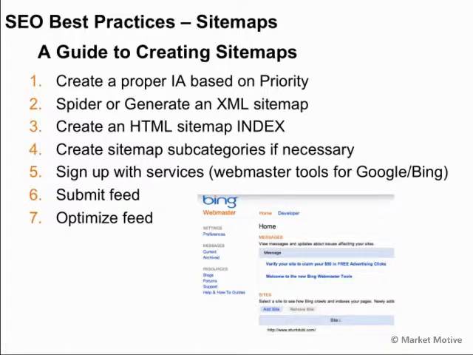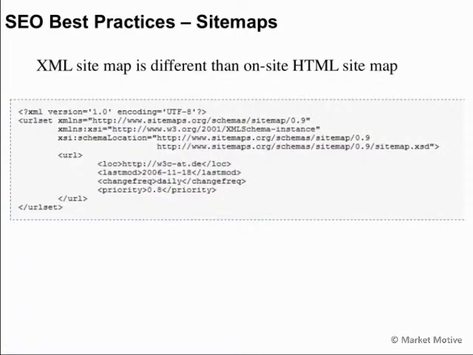Now you can sign up with Webmaster Tools. Bing also has Webmaster Tools that you can submit to. You're going to submit that feed and then you're going to optimize that feed after it's created. The XML is going to be completely different. It's going to look a little bit something like this.